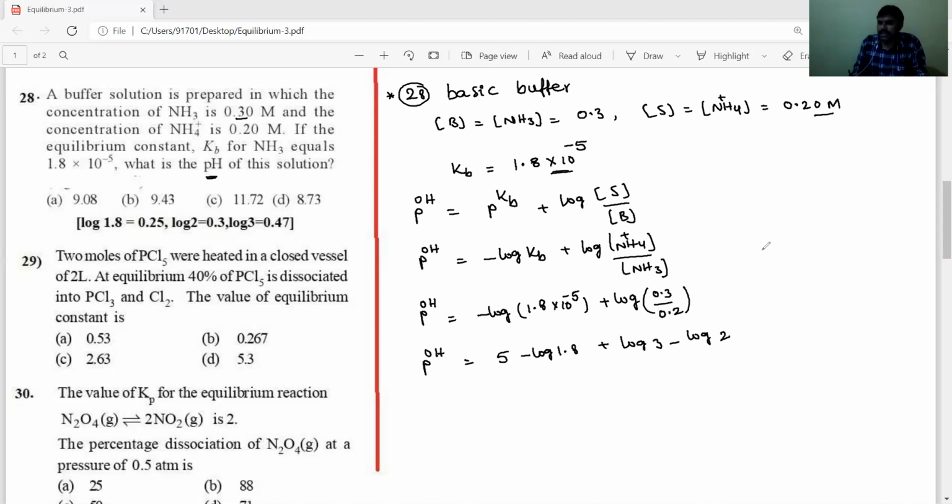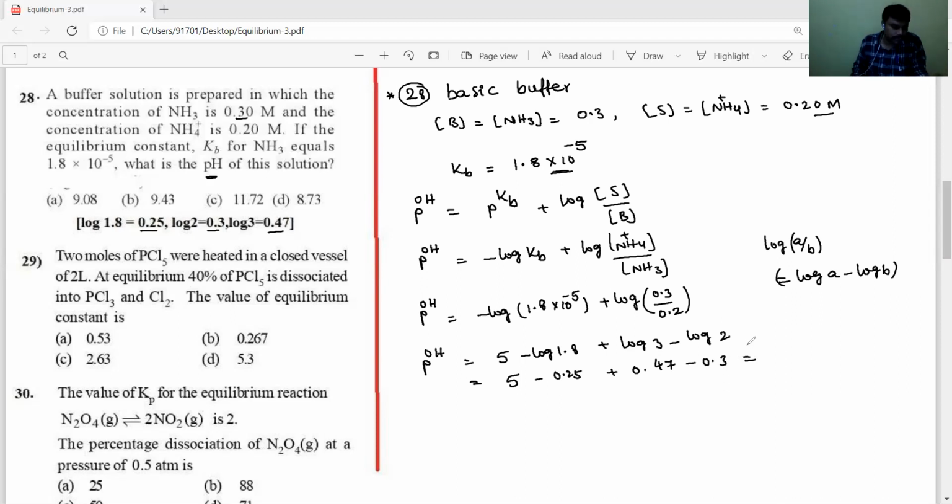Log A by B is log A minus log B. According to this, on simplification, log 1.8 value they gave 0.25, log 2 value 0.3, log 3 value 0.47. So 5 minus 0.25 plus 0.47 minus 0.3, on simplification.